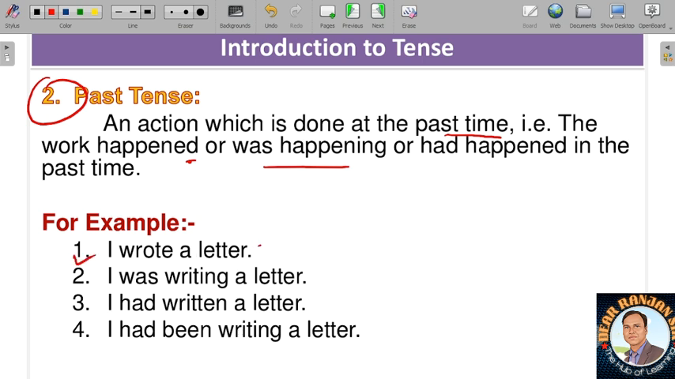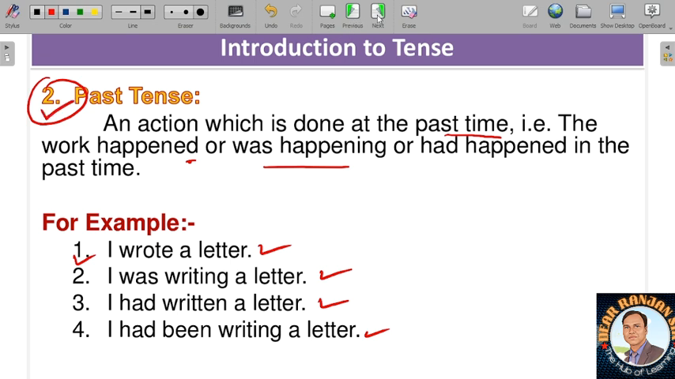I wrote a letter. That means the writing of the letter is completed in the past. I was writing a letter. That means in the past, writing of the letter started and continued for a few times and completed also. I had written a letter. That means in the past, the action of writing a letter started and completed in the past itself. I had been writing a letter. So in the past, that action of writing a letter started and went on for a few times and completed also. So this all is talking about the past tense.